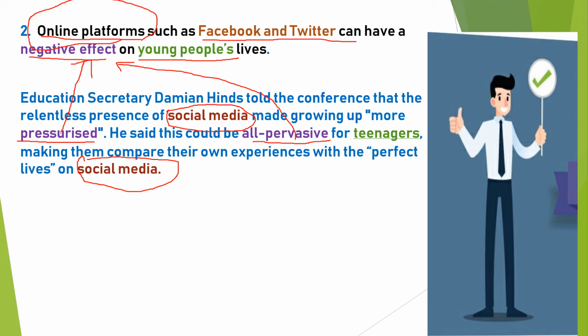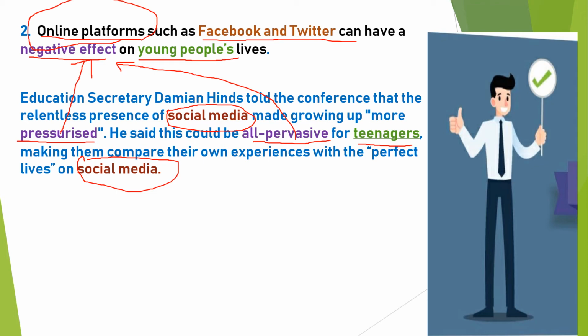Okay, so young people is replaced here by teenagers, making them compare their own experiences with the perfect lives on social media. Okay, so what we are getting here, let's read it again. The education secretary told the conference that the relentless presence of social media made growing up more pressurized. He said that this could be all pervasive for teenagers.